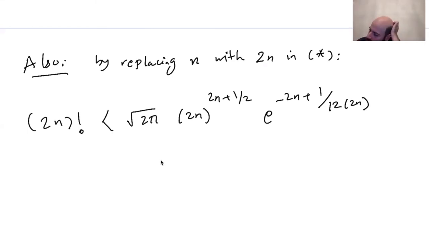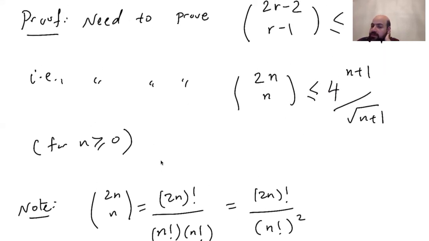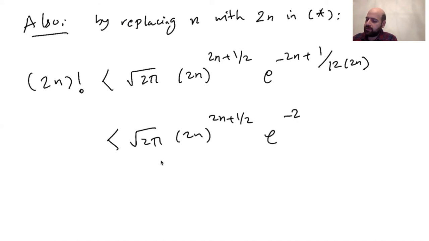Okay, so I want to assume that n has to be greater than or equal to 0 in this version, but we can consider n equal to 0 separately. So let me assume that n is bigger than or equal to 1 here. So this is less than root 2 pi, 2n to power 2n plus 1/2, e to power minus 2n plus 1 over 24, assuming n is bigger than or equal to 1.